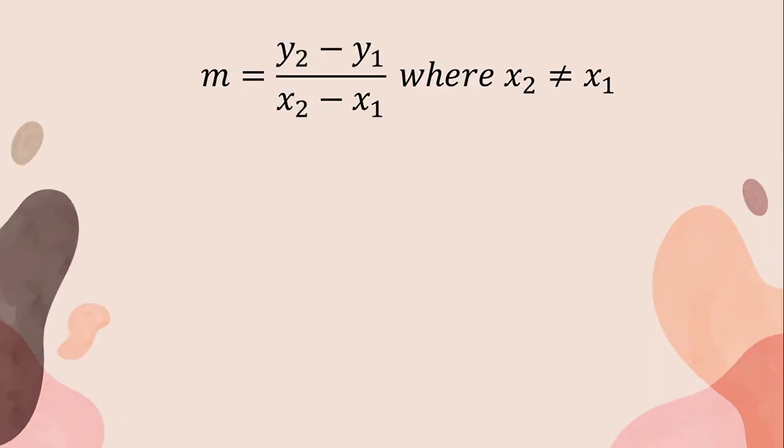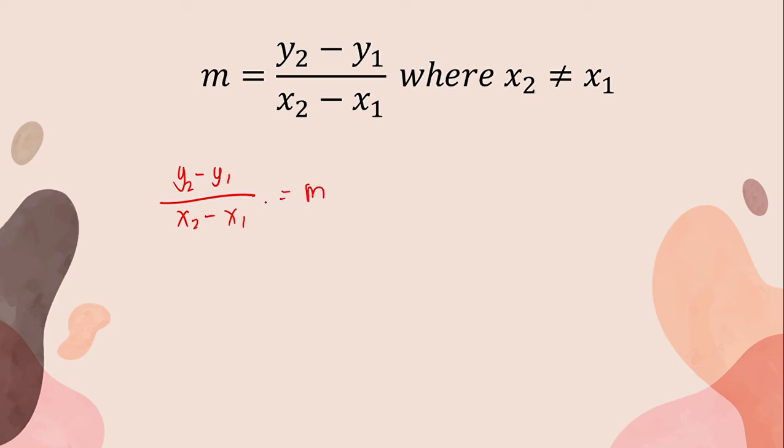Next, we're going to move forward with the slope intercept form of an equation of the line. Recall, if the line crosses the y-axis at the point (0, b), then b is the y-intercept of the line. Solving for the slope, we have the formula m is equal to y sub 2 minus y sub 1 over x sub 2 minus x sub 1, where x sub 2 should not be equal to x sub 1. That would be your slope.